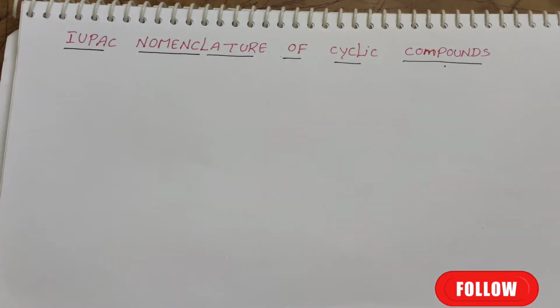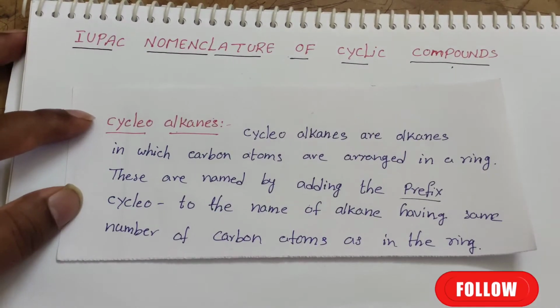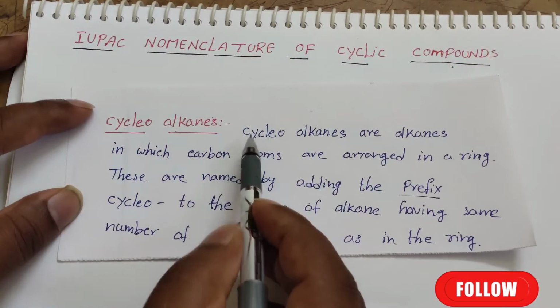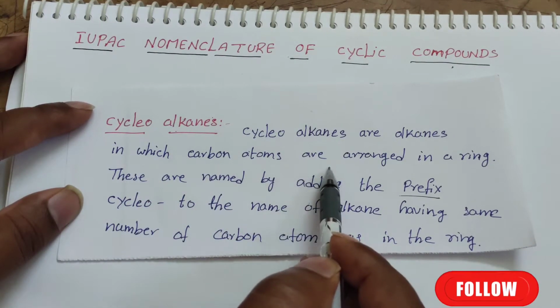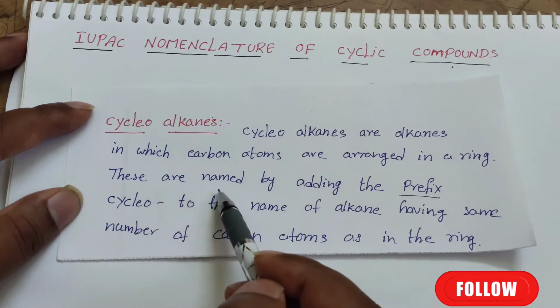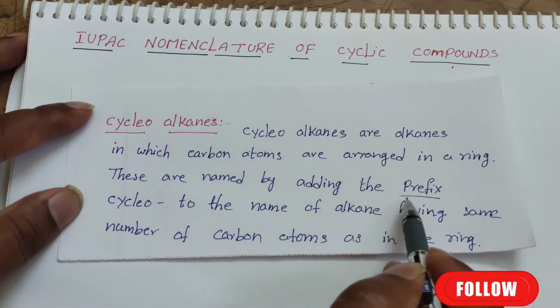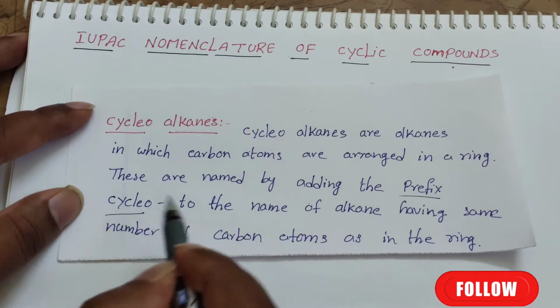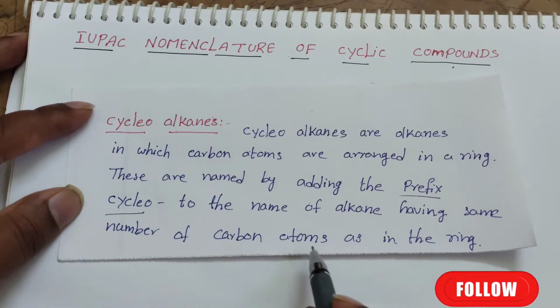Now first of all, what is a cycloalkane? Cycloalkanes are alkanes in which carbon atoms are arranged in a ring. Those are named by adding the prefix cyclo to the name of the alkane having the same number of carbon atoms as the ring.